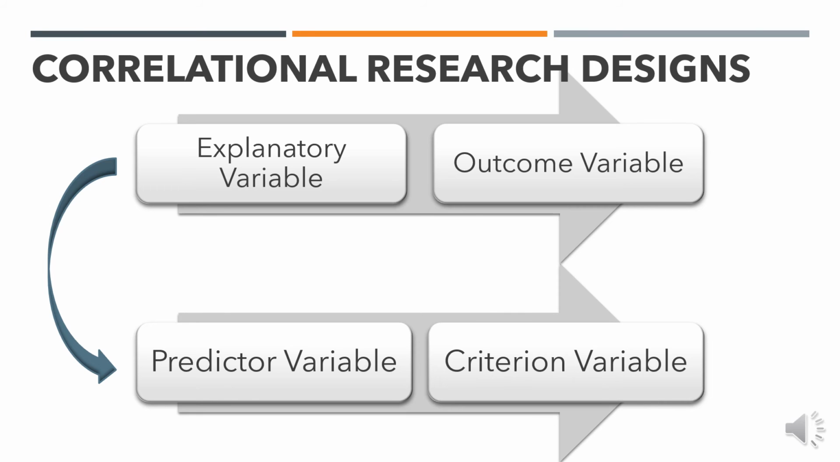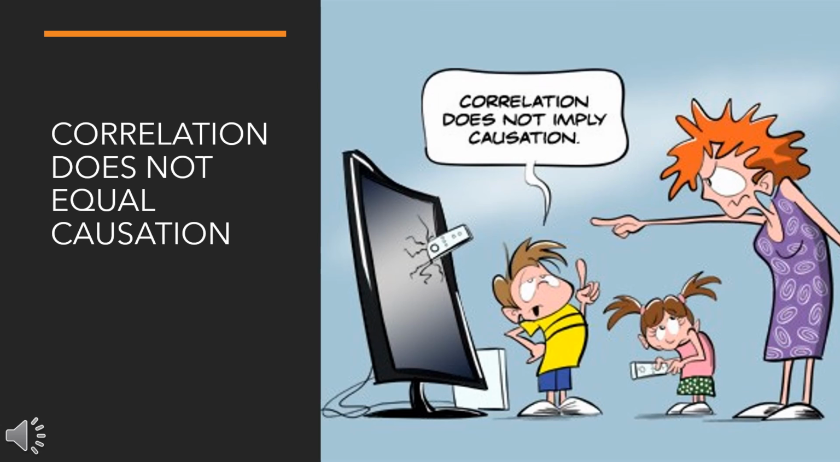A predictor variable is the variable we think comes first and drives the relationship between the predictor variable and the criterion variable. One of the major differences between correlational research designs and experimental research designs is the conclusions you can draw from them. Because experimental research designs have random selection, random assignment, and control groups, we are able to infer a cause and effect relationship between the independent and the dependent variables.